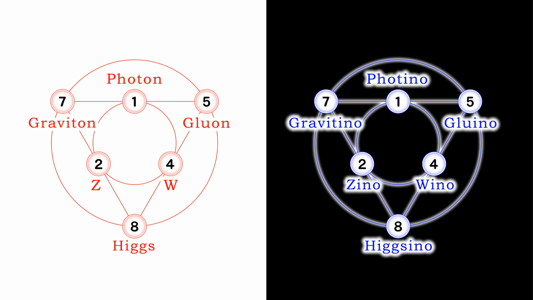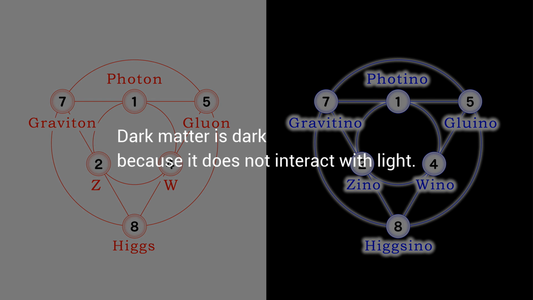As already discussed, supersymmetric partners of bosons can be seen as the candidates for dark matter. However, not all of them are considered to be dark matter. Dark matter is dark because it does not interact with light. In other words, supersymmetric particles as dark matter should not have electric charge. In this way, we can narrow down the candidates for dark matter.